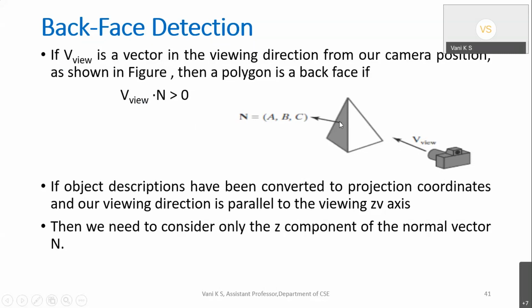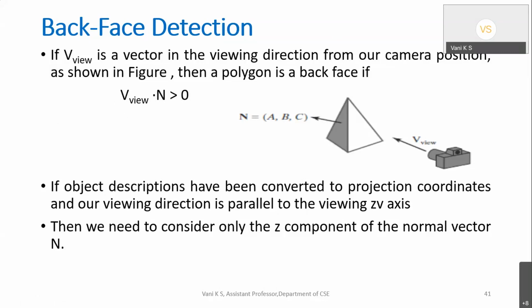And what is the normal vector? Any vector which is perpendicular to the surface. So this is the surface we are interested in, and any vector perpendicular to this surface we call a normal vector. If the dot product of these two vectors evaluates to greater than 0, then also we can decide that it's a back face. I'll repeat it. V view is the axis on which you are looking. The normal vector is a vector perpendicular to the surface, the face here. So if the dot product of these two becomes greater than 0, it means it's a back face.